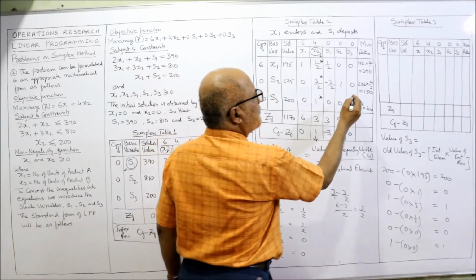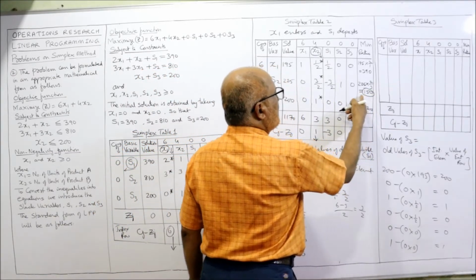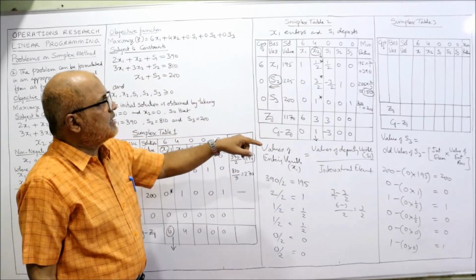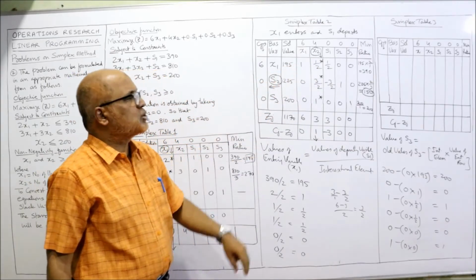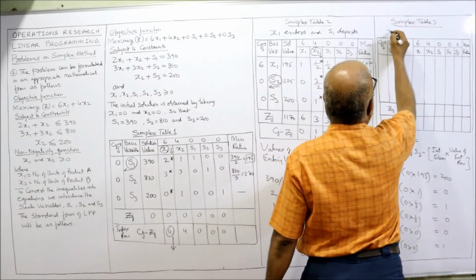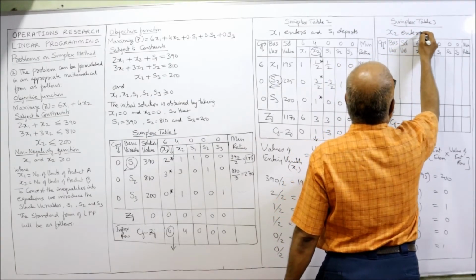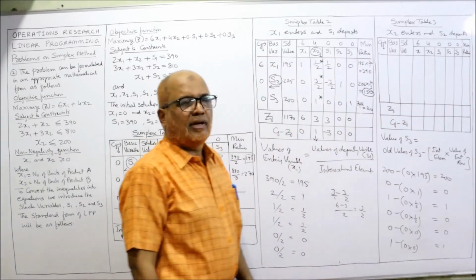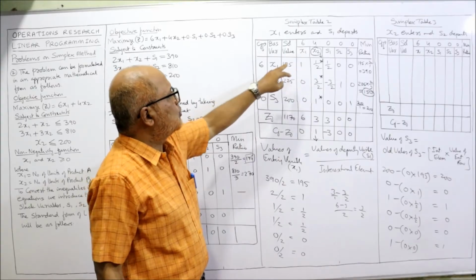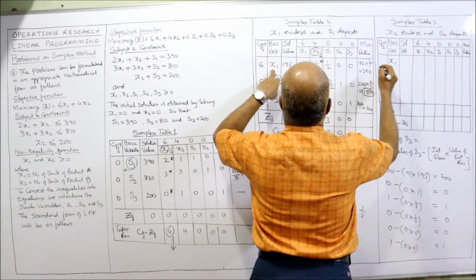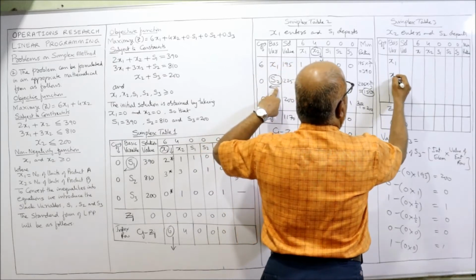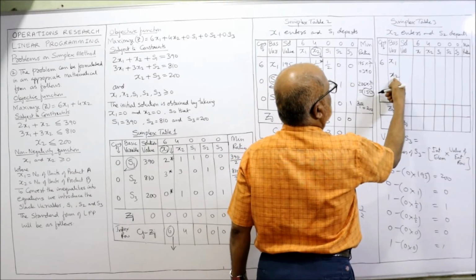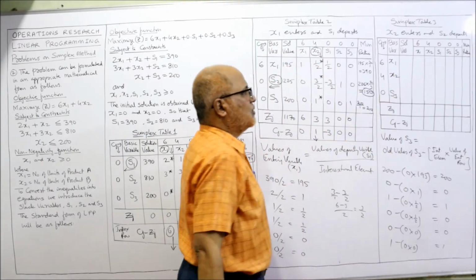So 150 is minimum. So for which variable 150? S2. So S2 will depart. In the next table, X2 will enter and S2 will depart. So here I am writing X2 enters and S2 departs. In place of S2, I am going to write X2. The first X1 remains same. Second, in place of S2, I am taking X2. Third, S3, same. Now coefficient for X1 is 6, X2 is 4 and S3 is 0.